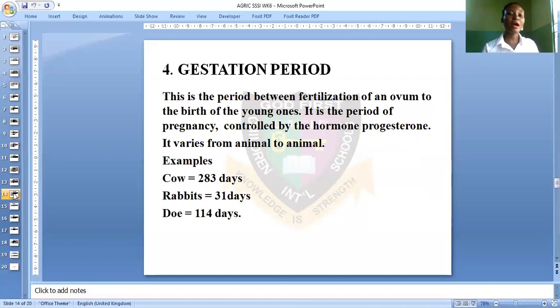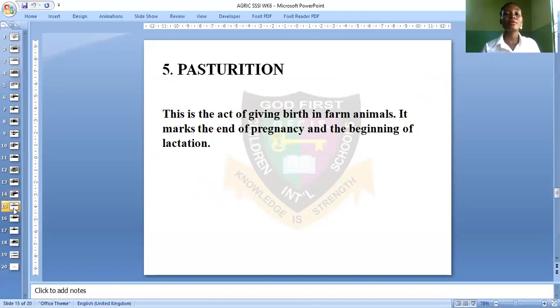Examples: the gestation period of a cow is 283 days, for a rabbit it is 31 days, and for a doe, a female goat, it is 114 days. Now, let's move to the next term.